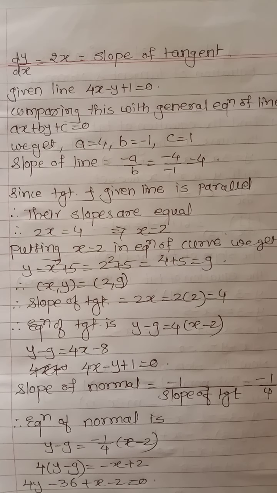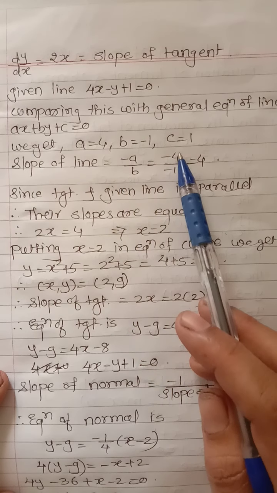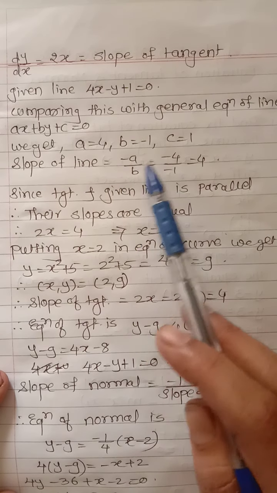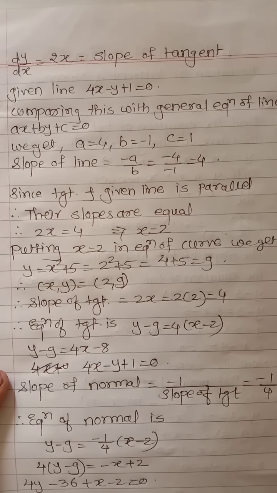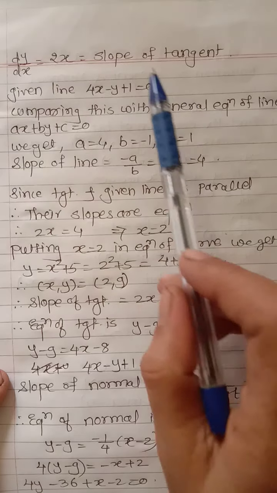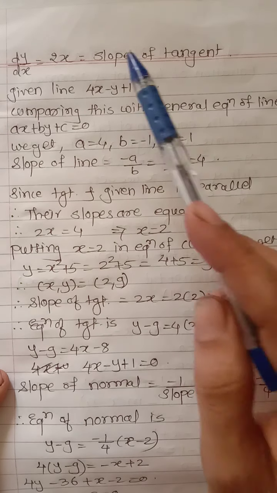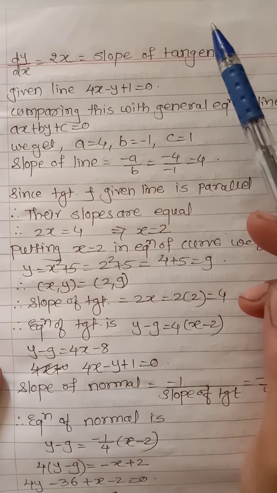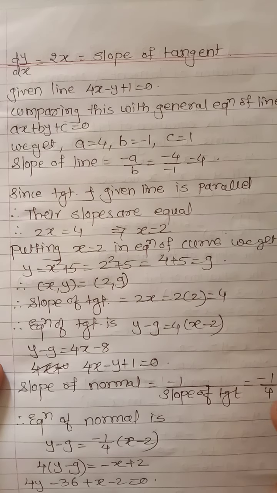Now you have the formula, slope of line is equal to minus a upon b. It is the standard formula to find the slope of a line. Okay, put the values here. a is what? 4. This minus sign is as it is, and b is what? Minus 1. So minus minus becomes plus. So your slope of line is what? 4. But this is not the slope of tangent. This is the slope of the line. Slope of tangent is remaining. So since the tangent and the given line are parallel.